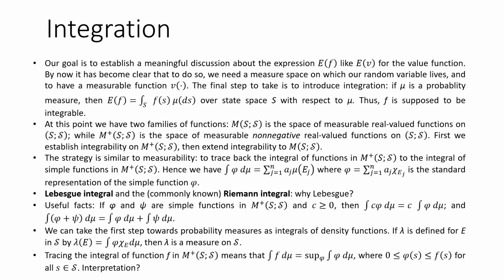We will establish integration on the latter. So first, as a first step, we will establish integration for non-negative measurable real-valued functions, and as a next step, we will extend integration to the more general space of measurable real-valued functions. The strategy we are going to follow is very similar to the case of measurability. As you may remember, we can prove measurability of functions by the measurability of simple functions. In many cases we can trace back the measurability of functions to the measurability of simple functions, and this is what we are going to do in the case of integration too.